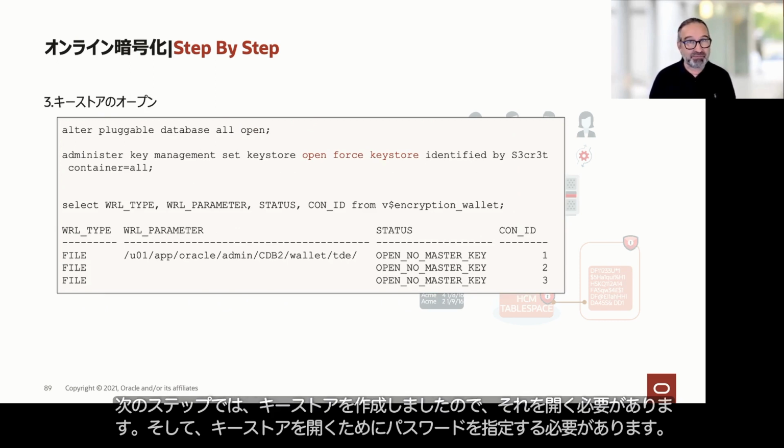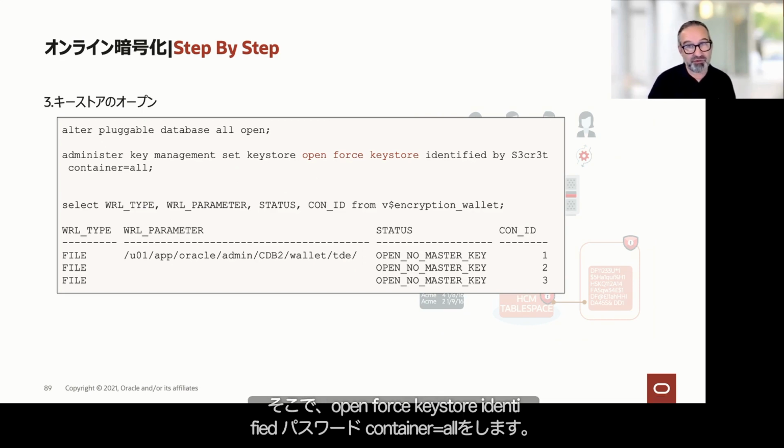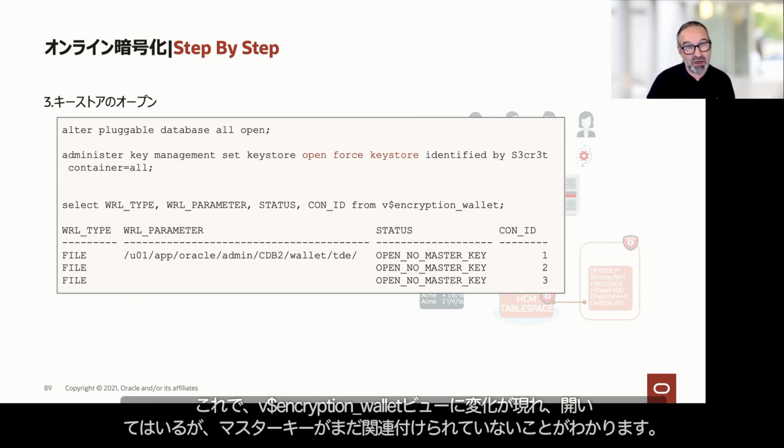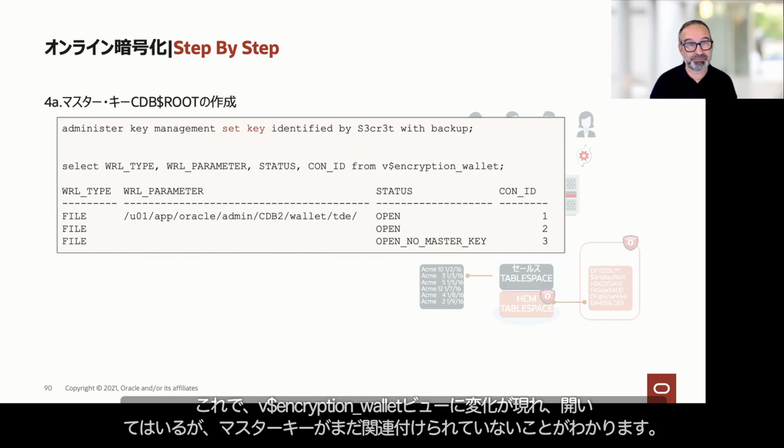Next step is I have a key store. I need to open it. And for opening the key store, I have to specify the password. So administer key management set keystore open force keystore identified by the password container all. Now you see a change in the V$ENCRYPTION_WALLET view. You see that it's open, but no master key associated yet.